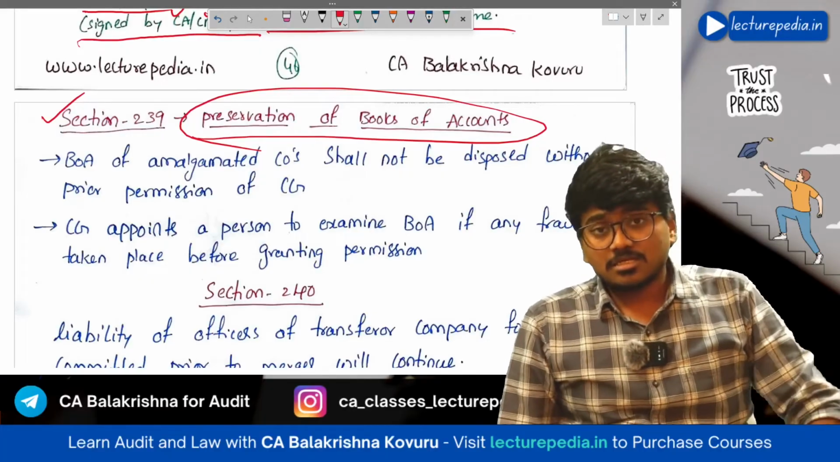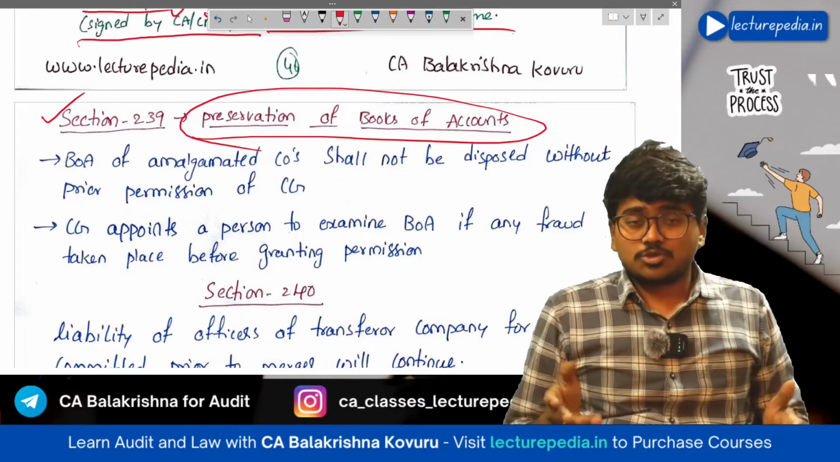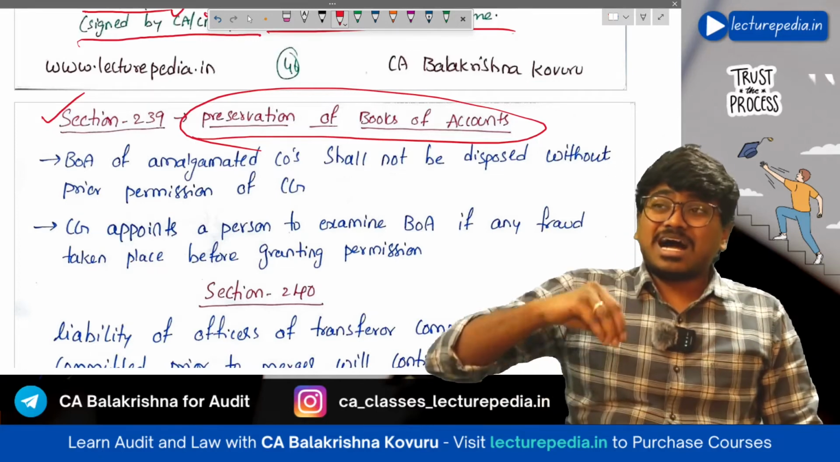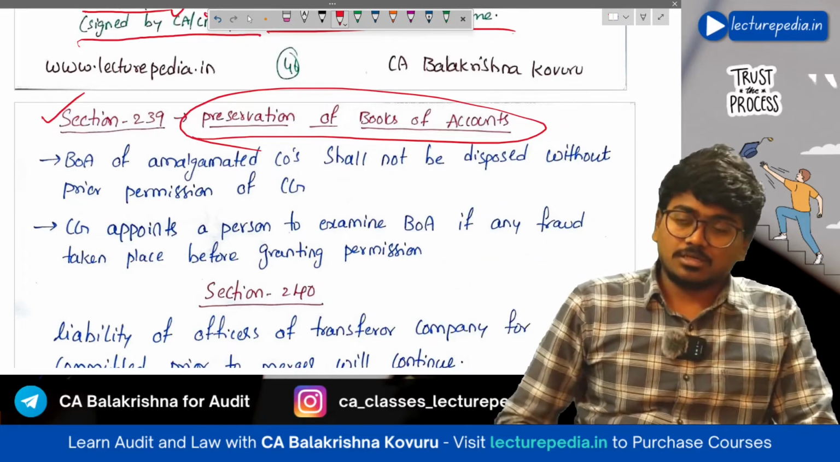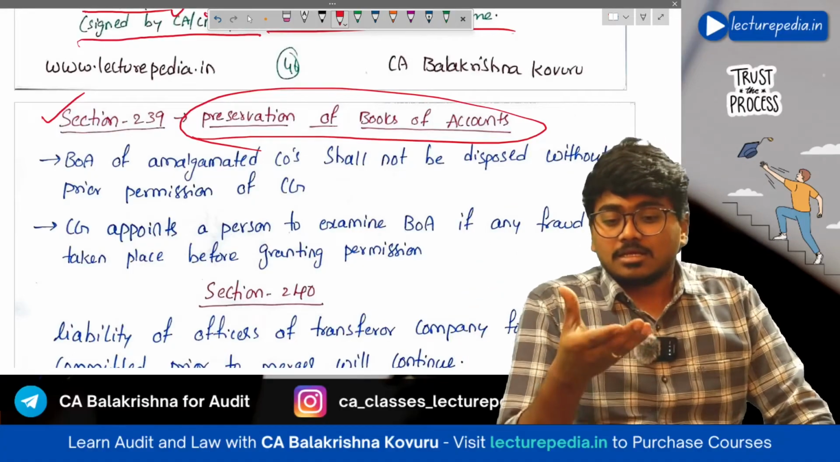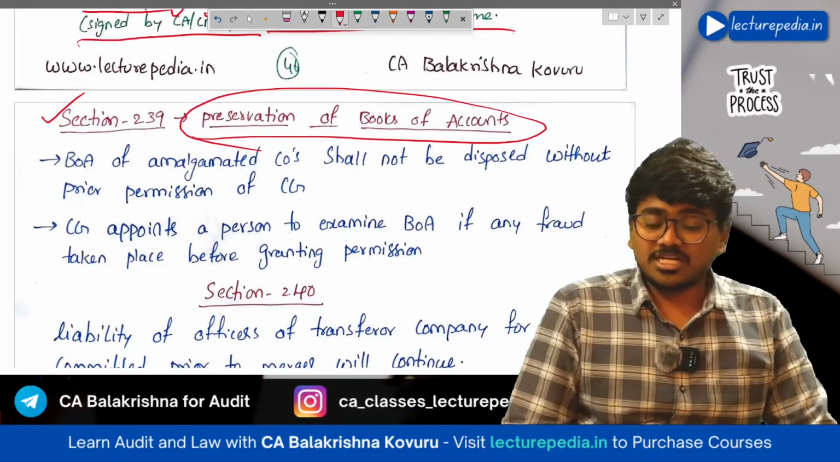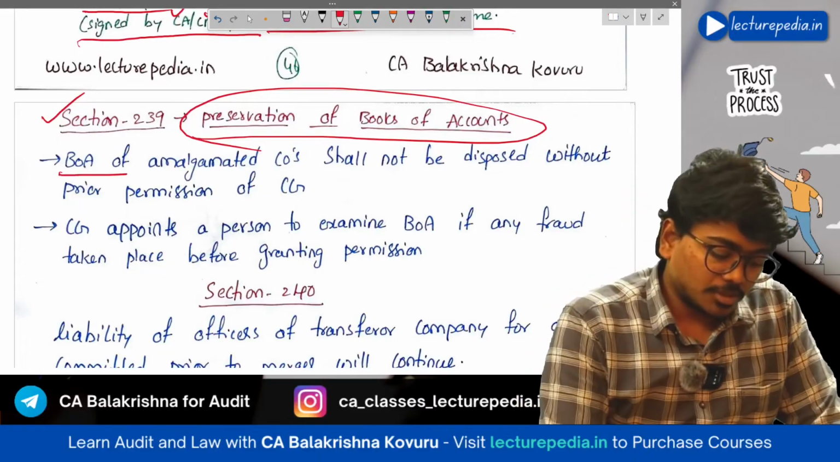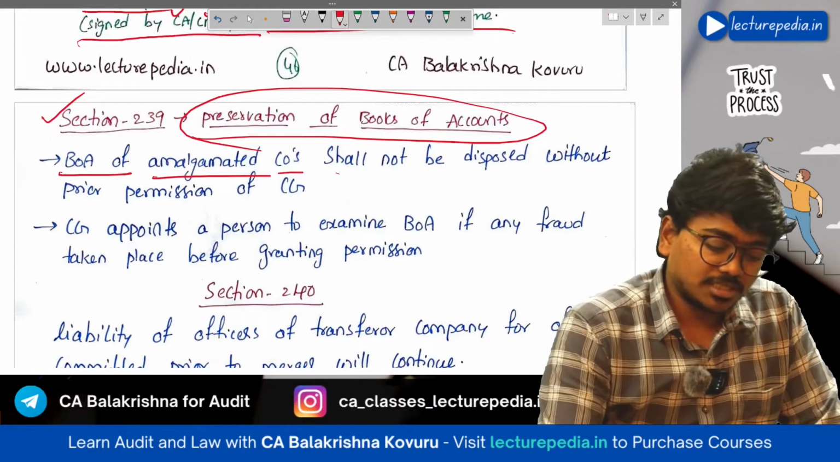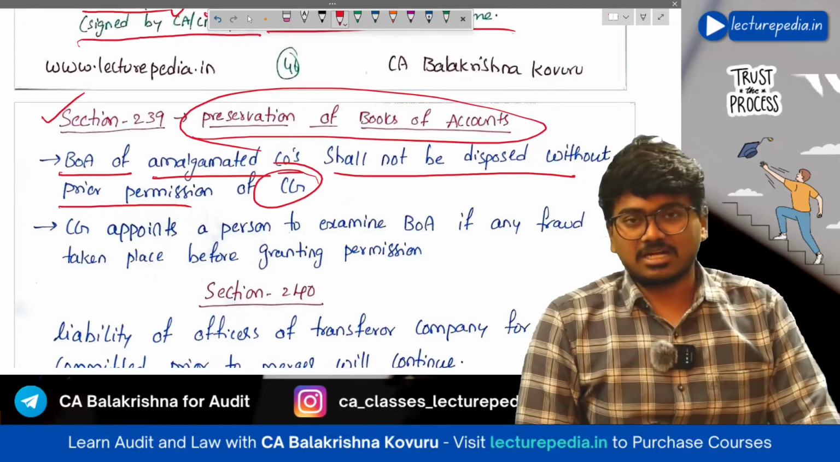The answer is, before disposing of the books of accounts of these two individual companies, you have to ask for permission of the central government. Once you ask, the central government will conduct an investigation of these books of accounts and will issue an order for disposing of them. Books of accounts of amalgamated companies shall not be disposed of without prior permission of the central government.